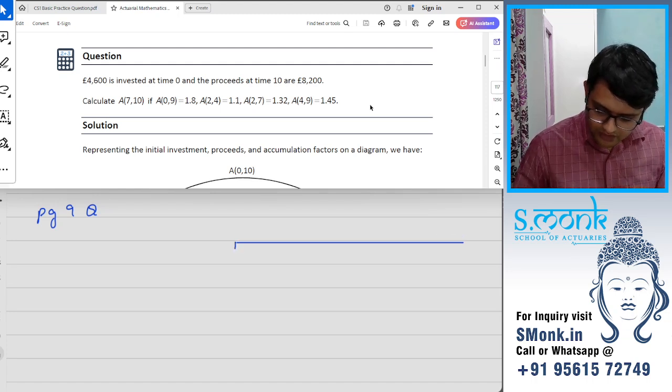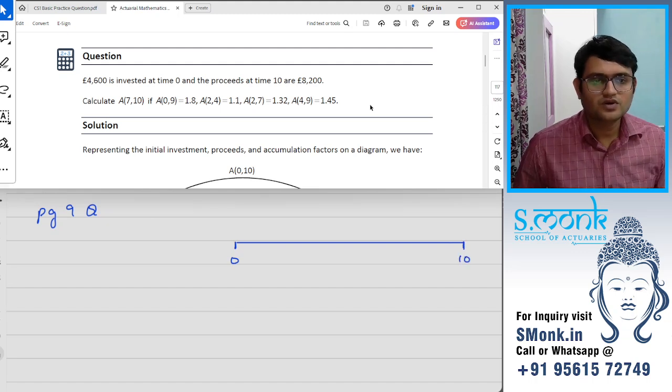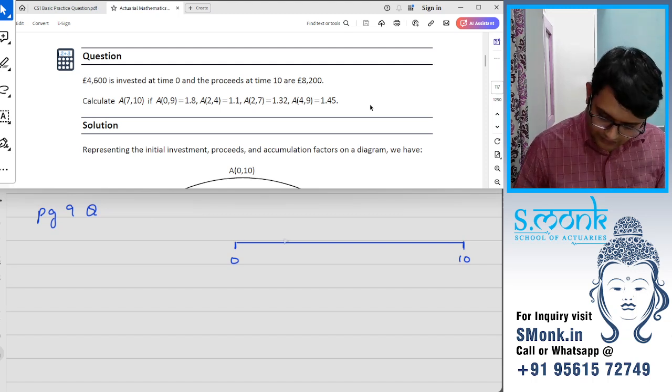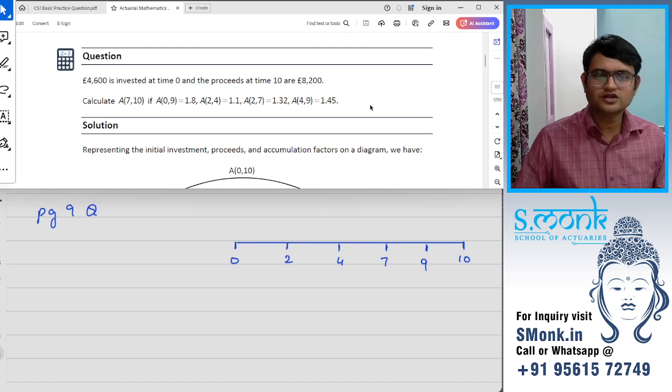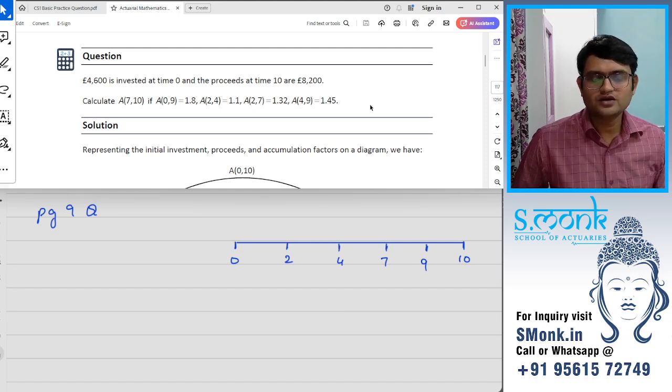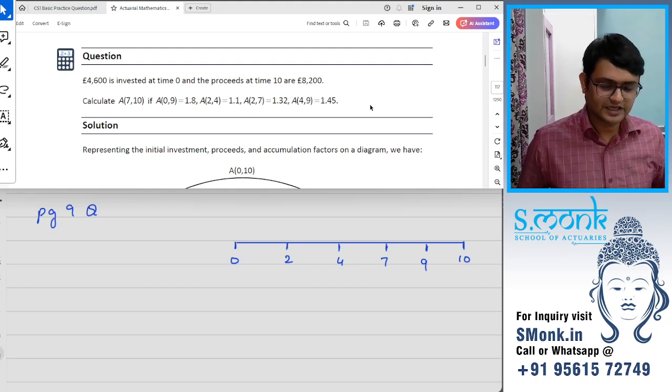So we are going from 0 to 10. We have 2, 4, 7 and 9. These are the times that have been given in between. Don't worry about the scale of it. It does not matter if 0 to 2 and 2 to 4 are not matching the other times. Don't worry about it. These are the times that we require in between.